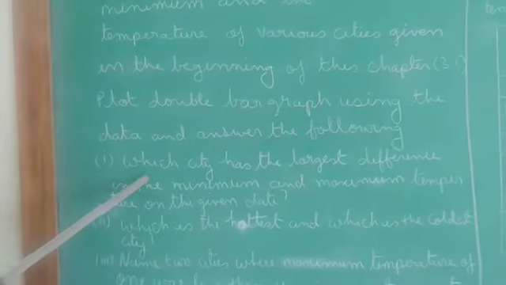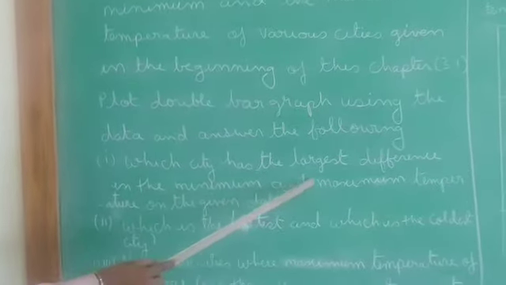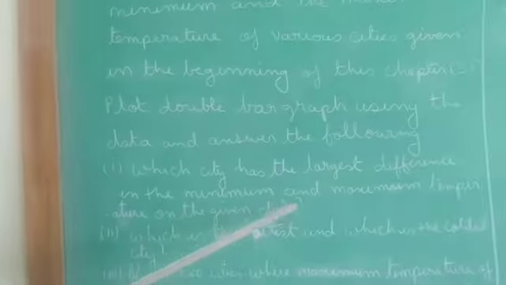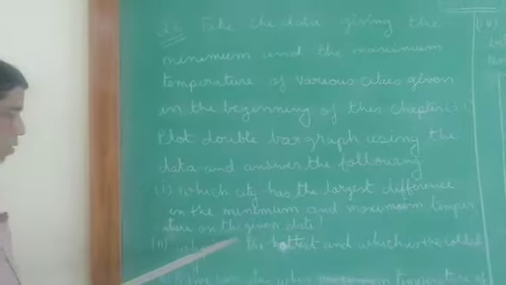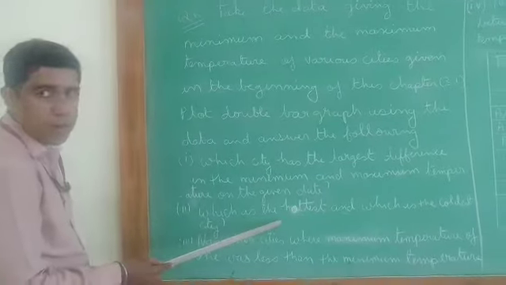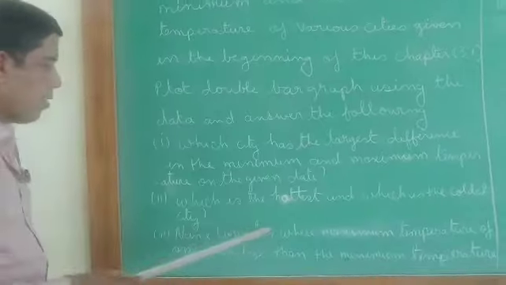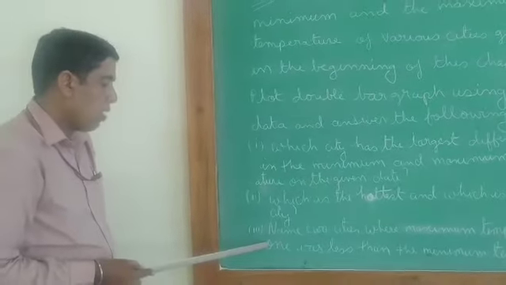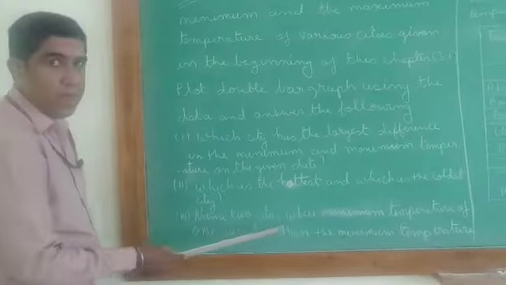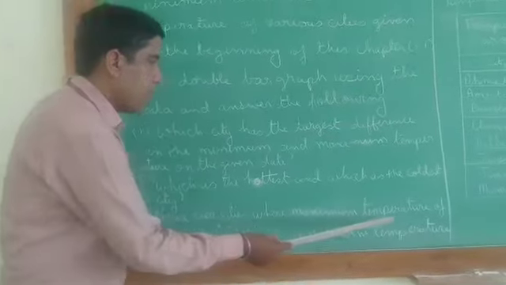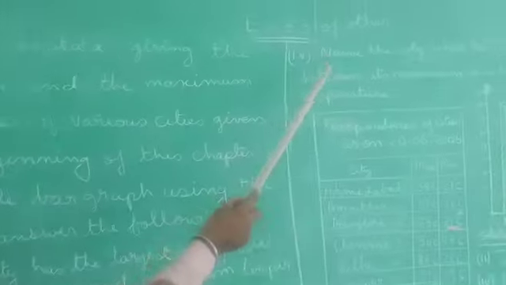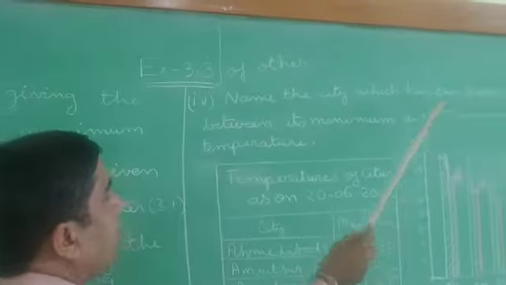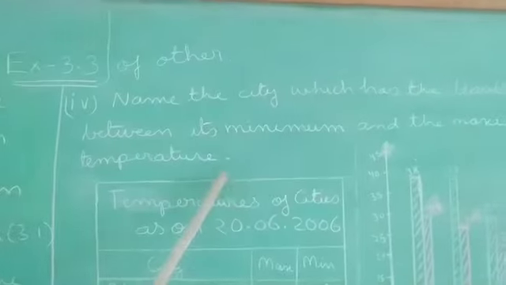I read the question once again. Which city has the largest difference in the minimum and the maximum temperature on the given date? Which is the hottest and which is the coldest city? Name two cities where the maximum temperature of one was less than the minimum temperature of the other. Name the city which has the least difference between minimum and maximum temperature.